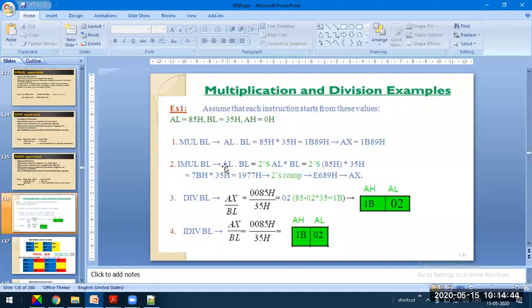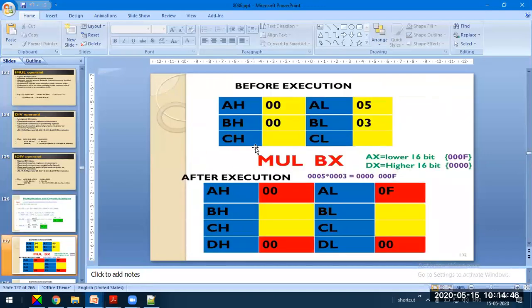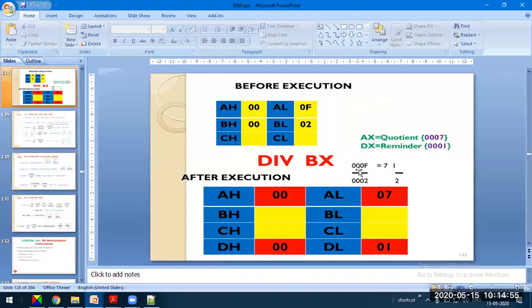So these are the different examples. Yes, same thing, how it is stored, it is explained here. For example, for a 16-bit, this is for multiplication. Okay, so for a 16-bit division operation, for example, AX contains the quotient and DX contains the remainder. For 8-bit operation, AL contains the quotient and AH contains the remainder.